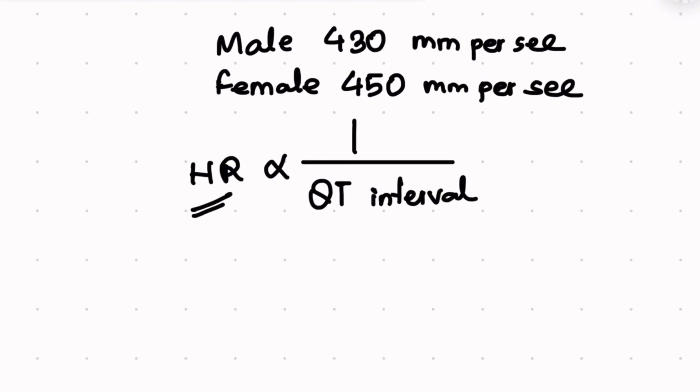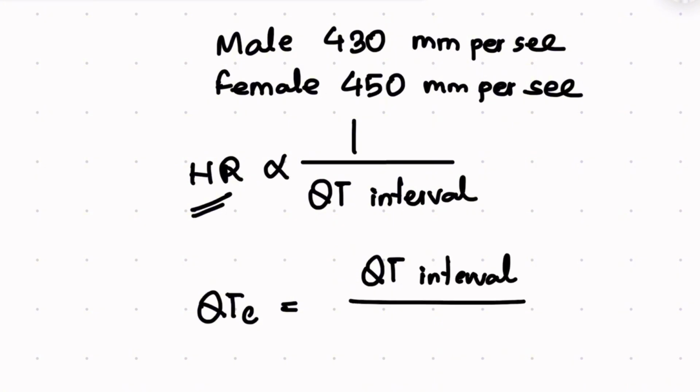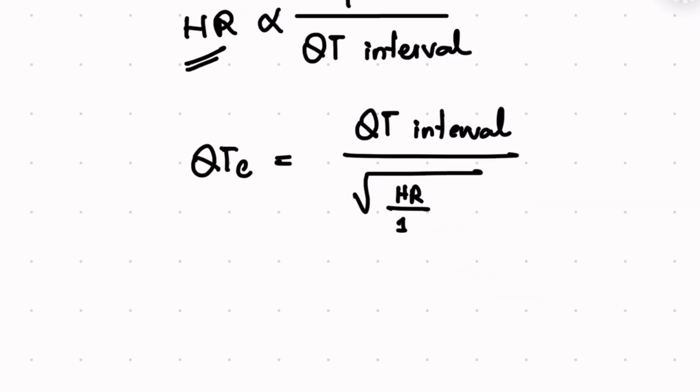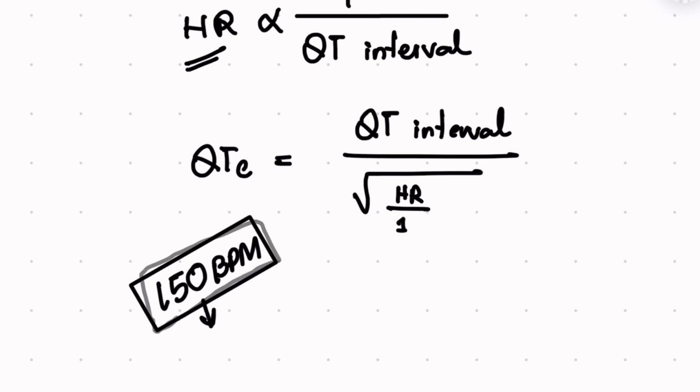Now, how do we then determine if it's a standard QT interval? For that, a scientist named Bazett determined a formula, and his formula is QTc. QTc is basically the QT interval divided by the root of the RR interval. Now, why is QTc important? Let's say a person's heart rate is 150 beats per minute. Using the QTc, we can determine if it's more or less compared to the standard QT interval at 72 beats per minute. That's why we measure QT interval in terms of QTc.